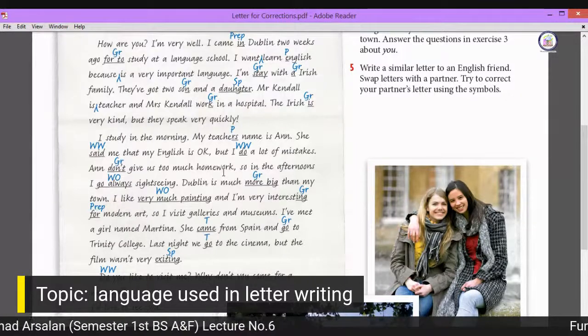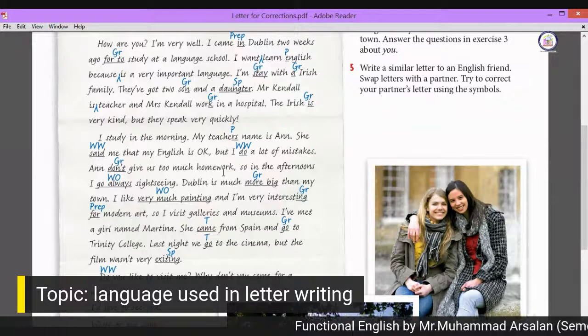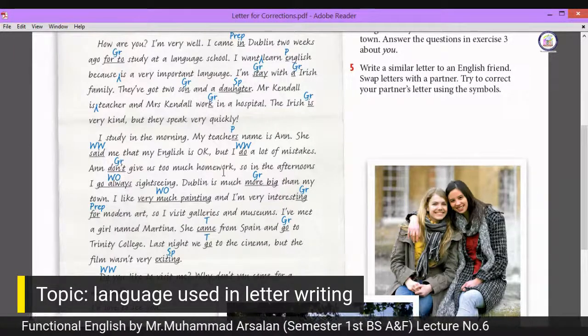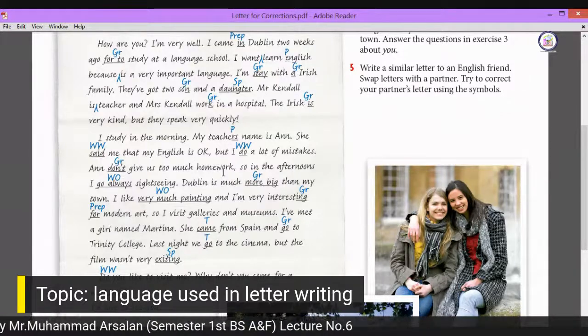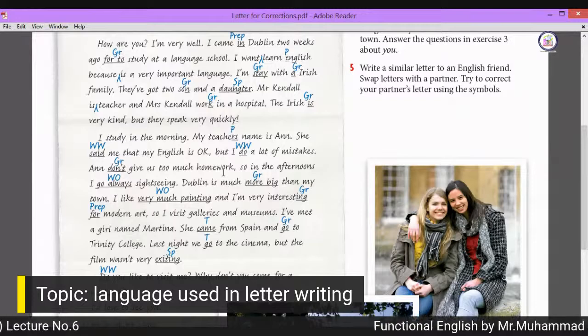So here we have Dublin is much bigger than my town. अब then की spelling क्या है, THAN. Comparative than की spelling THAN होती है, और जो adverb then होता है, the time adverb होता है उसकी spelling होती है THEN. You have to remember that.